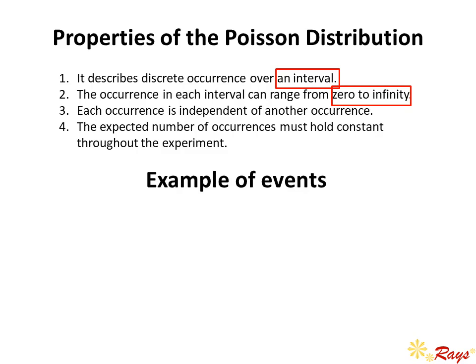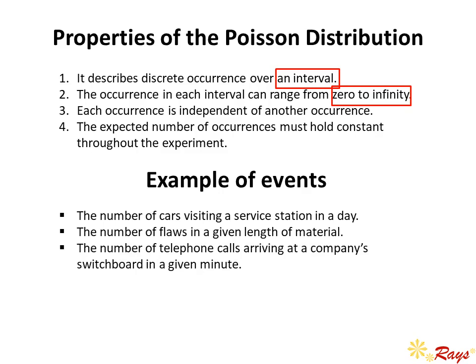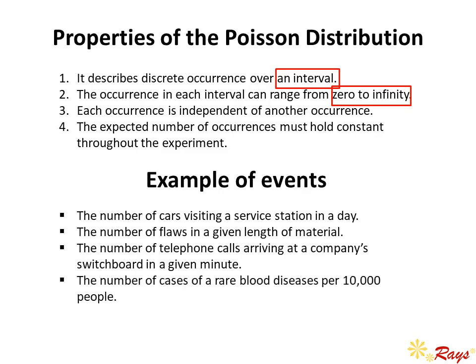Let us look at some examples so that we can better understand the property of Poisson distribution. The number of cars visiting a service station in a day. The number of flaws in a given length of material. The number of telephone calls arriving at a company's switchboard in a given minute. The number of cases of rare blood disease per 10,000 people, and the number of bacteria per liter of water.